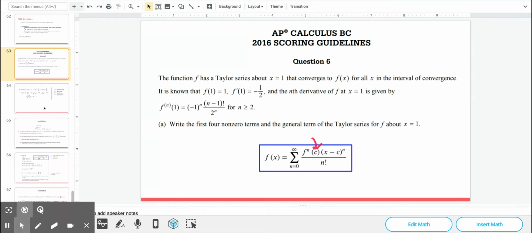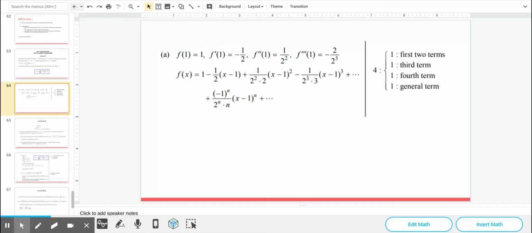All right, so I'm going to jump to the answer just so we can see it all written out here. Okay, so first term I was given, so I know f of 1 equals 1, I was told that. I was told f prime of 1 equals negative 1/2. And then I actually have to find the second derivative and the third derivative at 1. Right, so again, I'm getting 1 over 2 squared and then negative 2 over 2 cubed.